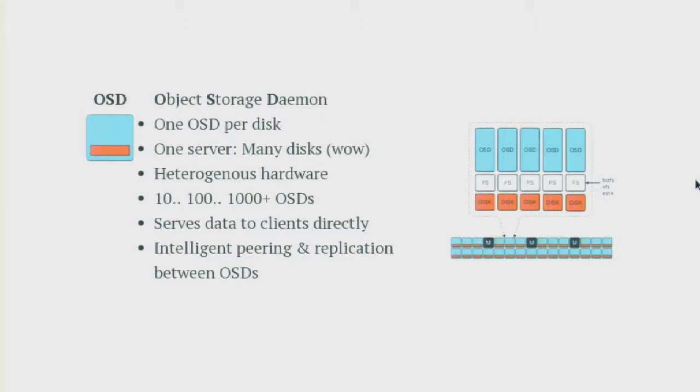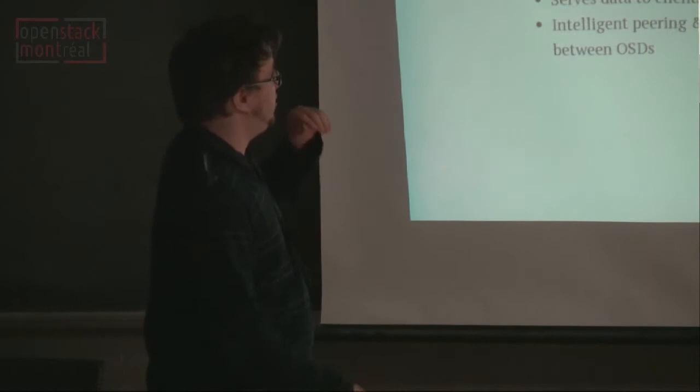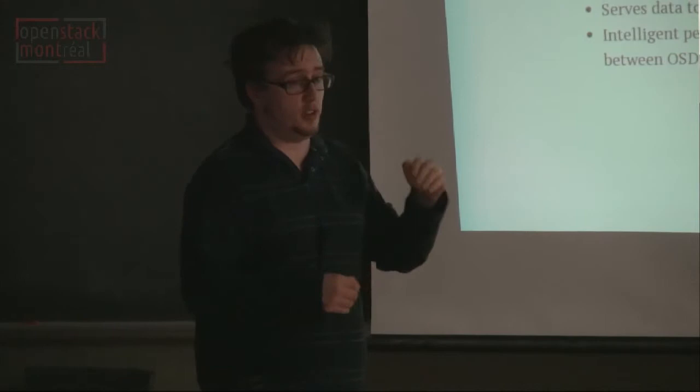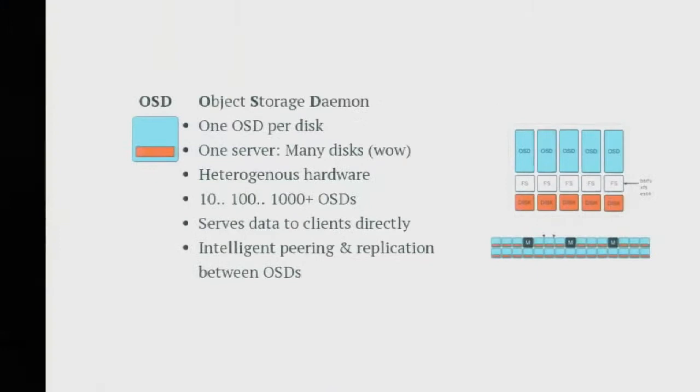The Ceph daemon that works with the actual hard drives is called OSD. It stands for Object Storage Daemon. And the OSD is essentially a piece of software that more or less takes over an actual hard drive. So what happens is that you'll have one daemon per disk. So for one server, you'll have many disks, right? So you'll have many OSDs on a single server, typically. So you have one server with 8 disks in it. You know, you're going to have 8 OSDs.